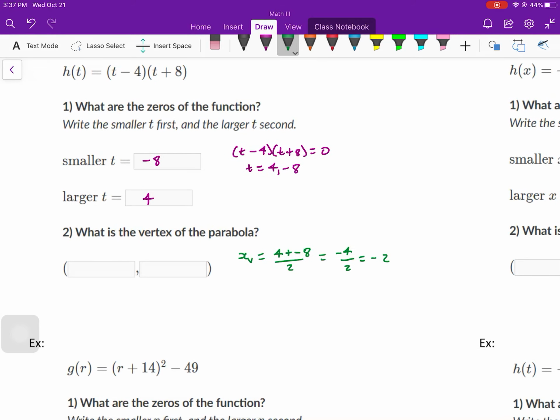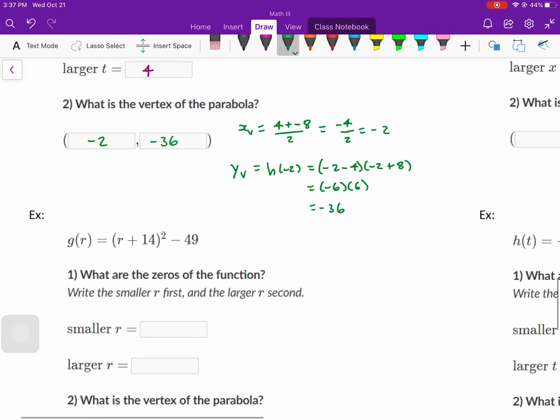And then we're going to plug it back in. So the y for the vertex is going to be h of -2. Similar to that last one, right? We plug it back in to get that y value. And I'll get -6 times 6, which is -36. So there are our coordinates for the vertex.